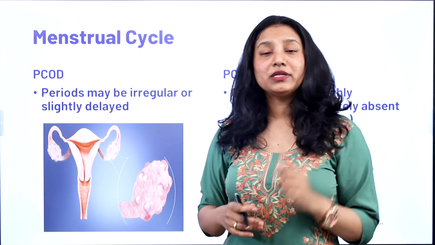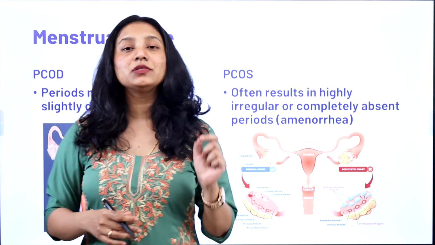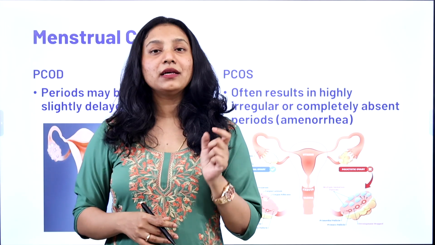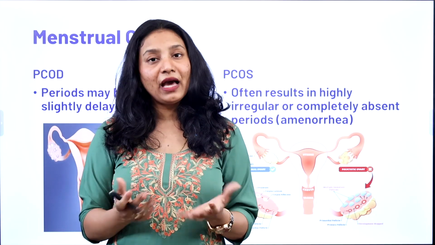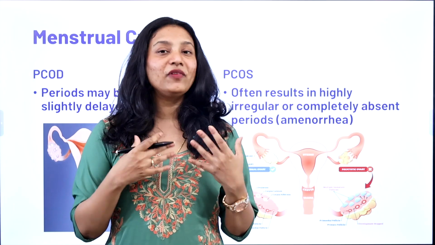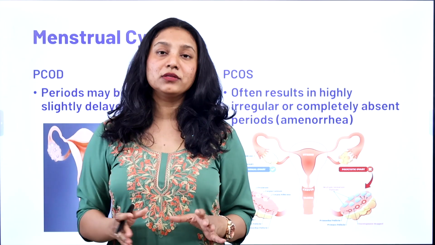And in PCOS, we have irregular periods. What do you mean by irregular period? Sometimes your period cycle is 10 days. And many people feel that if they have PCOS, they will not have proper bleeding, or the bleeding will be very scanty. Remember, PCOS presents in different manners.